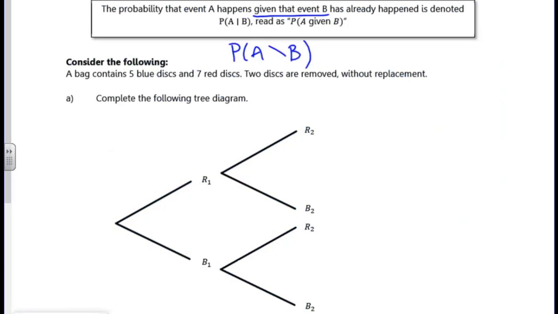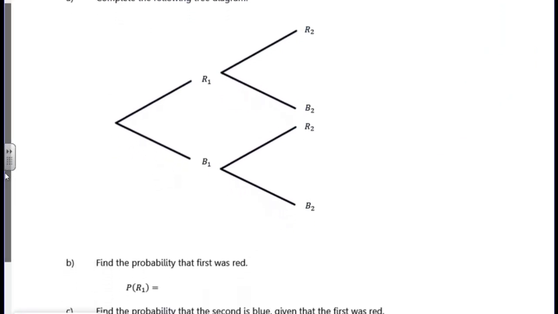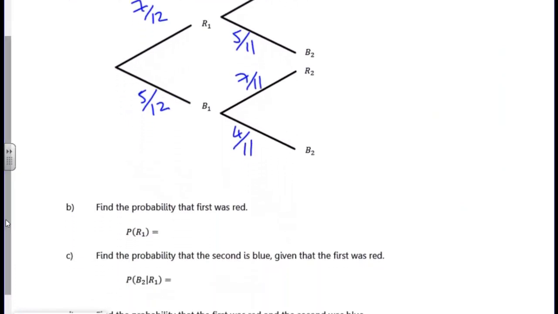Right, so let's have a look at what it says. I think we're going to develop the formula for this from just the probabilities. So what have we got then? We've got 5 blue, 7 red. So 7 out of 12, 5 out of 12. Take one out, 6 out of 11, 5 out of 11. That'll be the original 7 out of 11, and that'll be 4. Right, so let's just use the tree to work these out. So probability of the red is just 7 over 12.